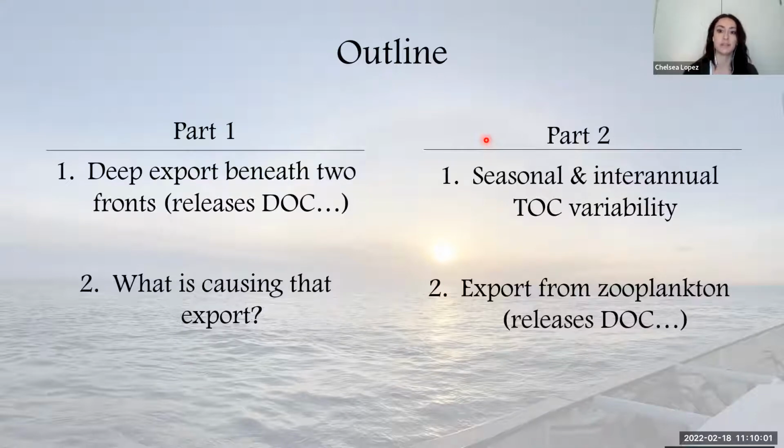And then part two, I'll talk about seasonal and interannual TOC variability. And I kind of tricked you with my title by putting gelatinous zooplankton so that you would show up, because that's pretty cool. And then how the export from them releases DOC at depth.